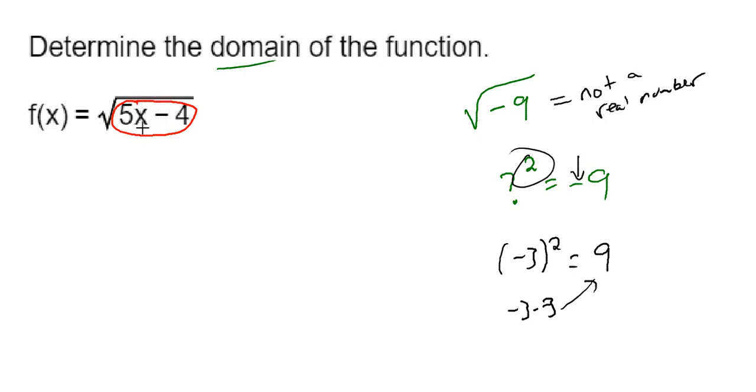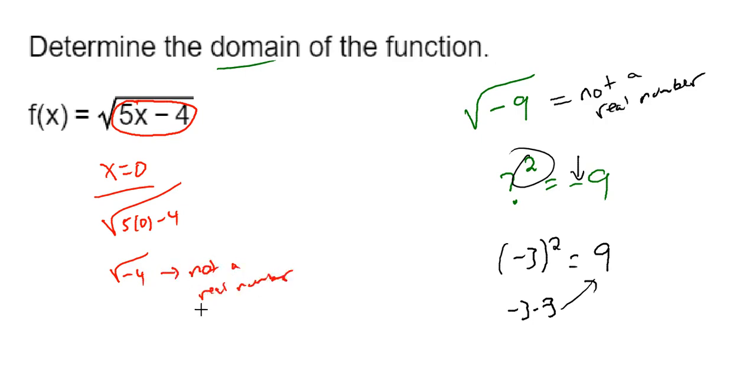We don't want to plug in a number for x that makes this come out negative, because then there's no resolution to it. So for example, if I plug in x equals 0 here, I'll get the square root of 5 times 0 minus 4. That's going to be the square root of -4, which has no resolution. This is not a real number, again, because it's a negative. I can't square a number and have it come out as a negative answer. So there's no answer to this. So we want to avoid that.